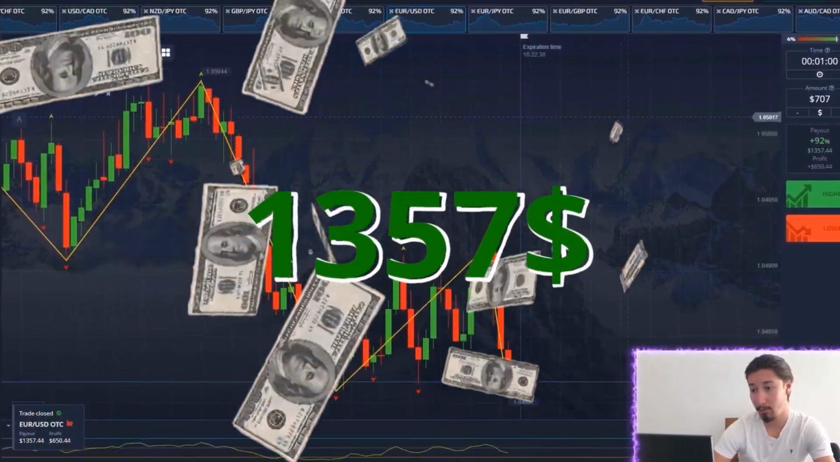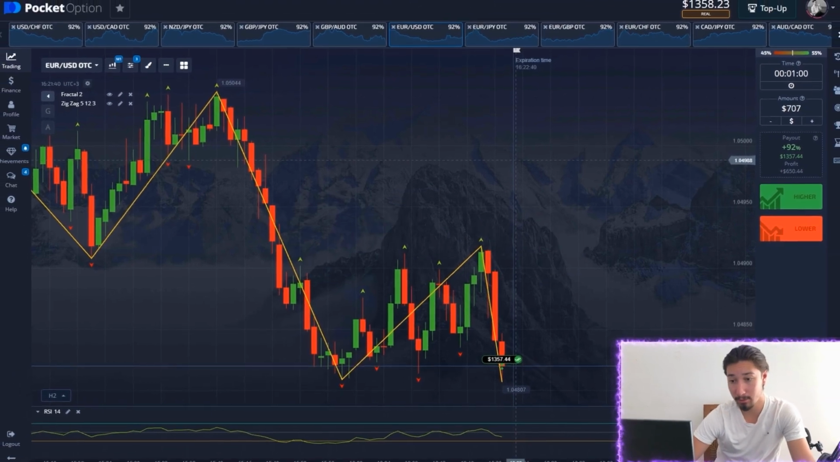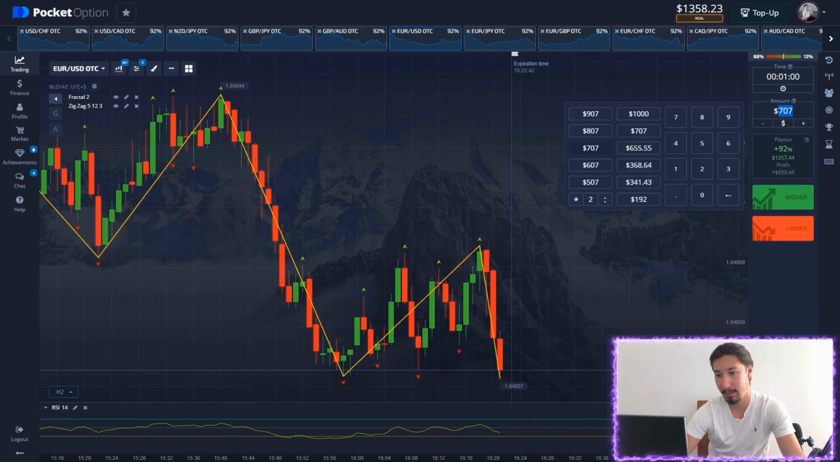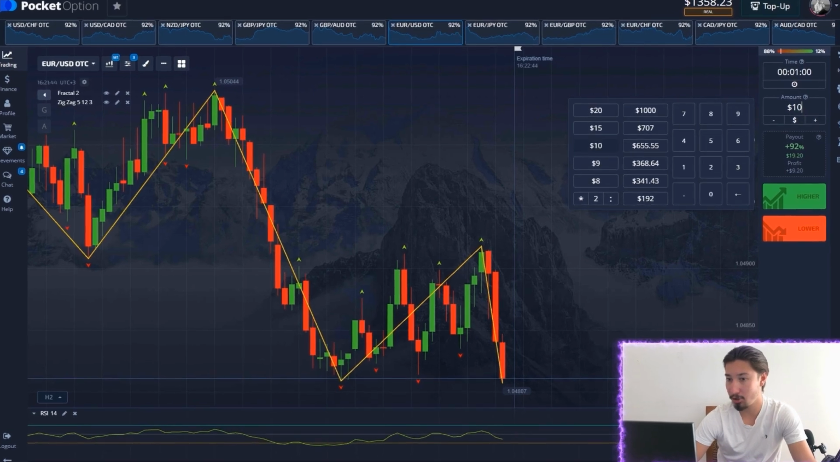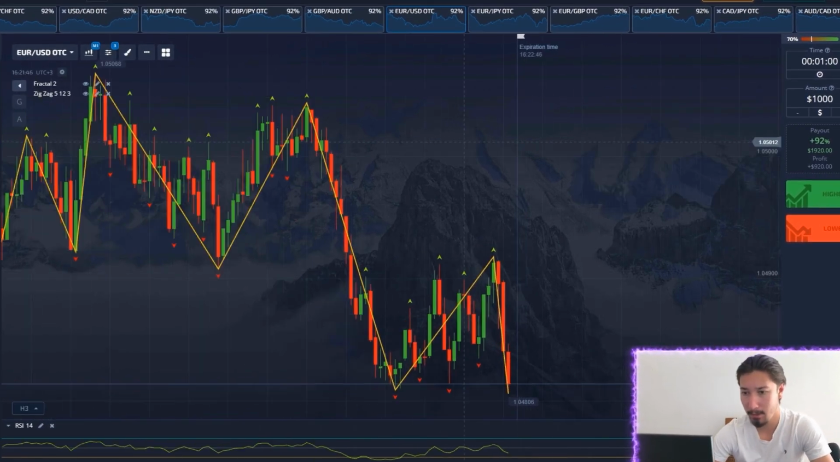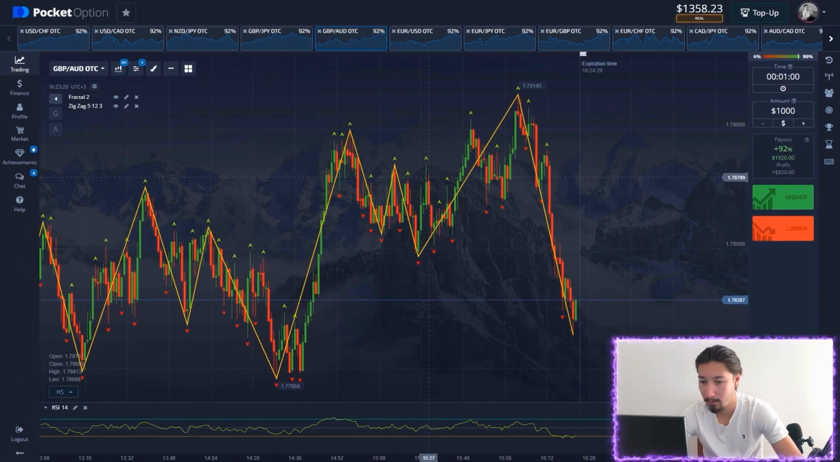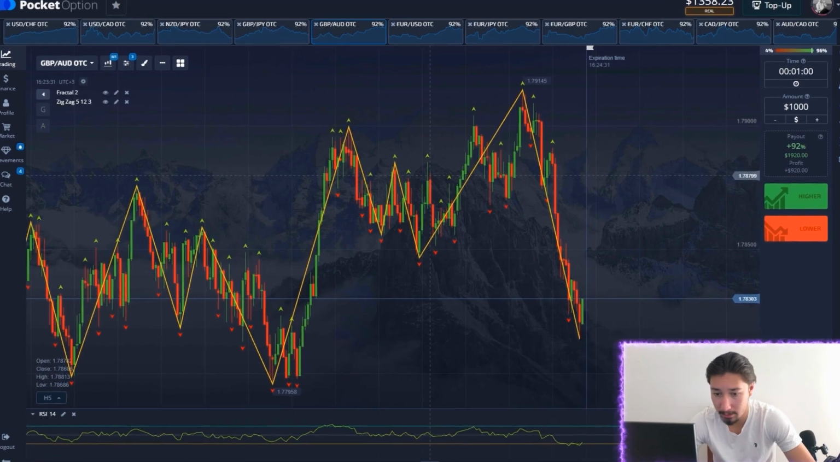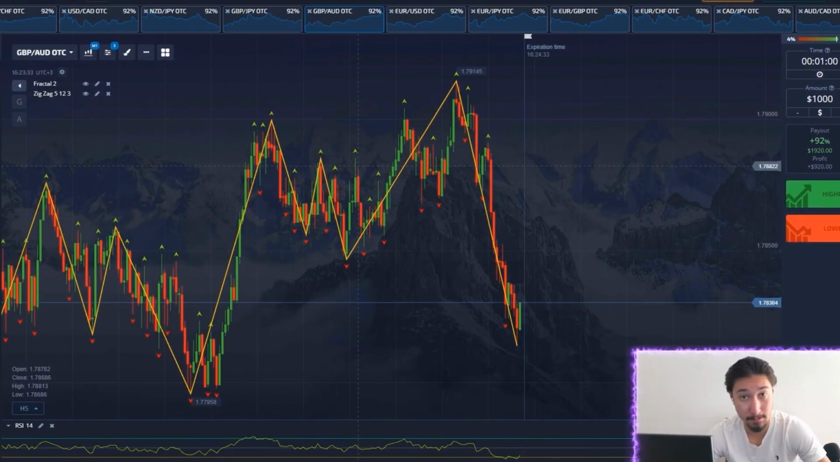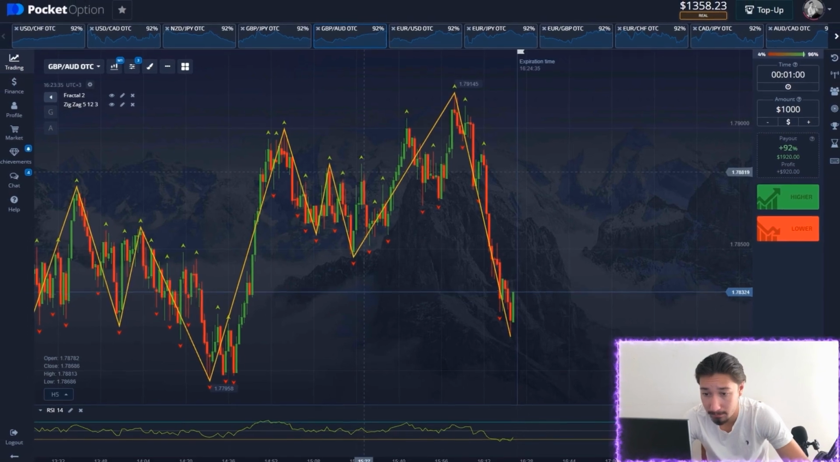On the RSI, the moving average was close to the oversold zone, exactly as we predicted. So let's change the amount. There we go. All right, we get almost $1,400. Let's see for another entry.